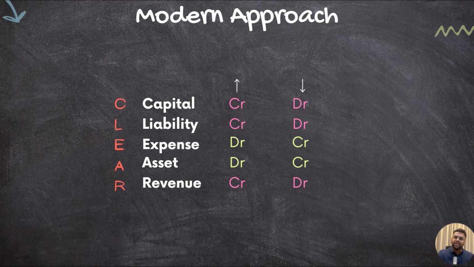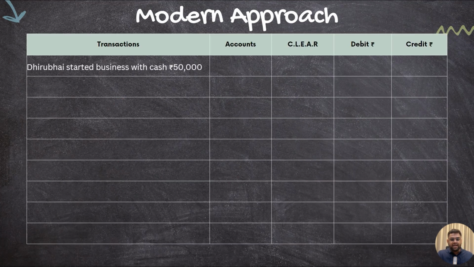Let's try that with the help of an example. First, Dhirubhai started business with cash rupees 50,000. The two accounts that will be affected because of this transaction are cash account and capital account. Cash is an asset. When business is being started, cash increases, so asset increase is debit. Simultaneously, when business is being started, capital increases, capital increase is credit. This is how we will do for each transaction.